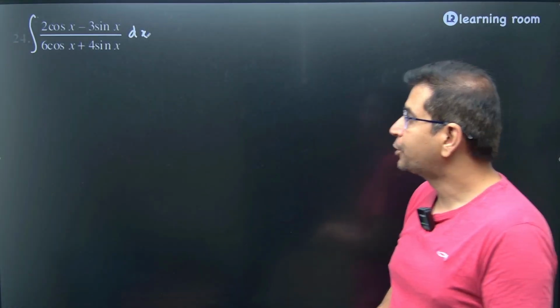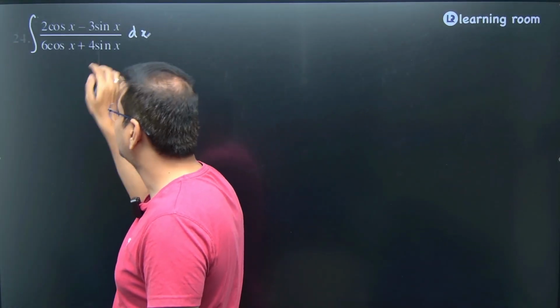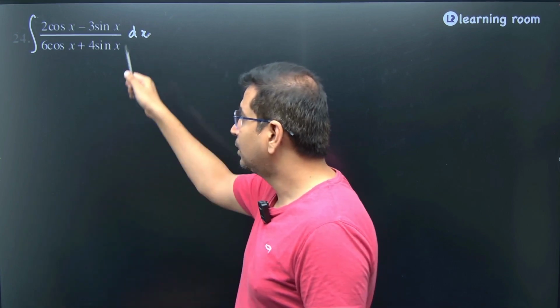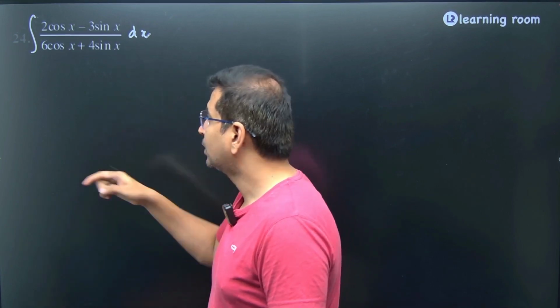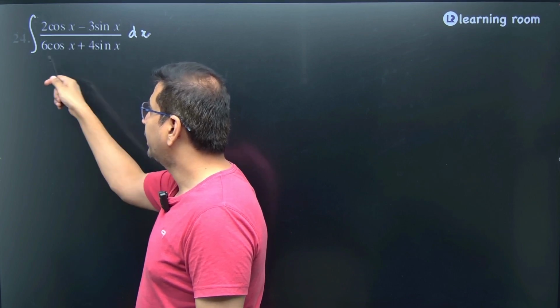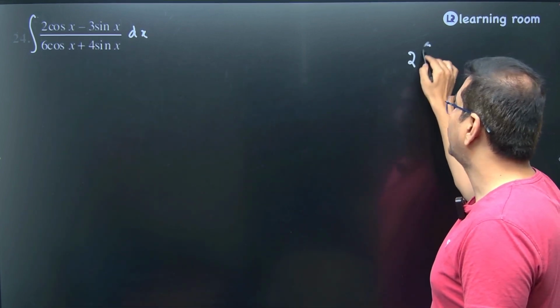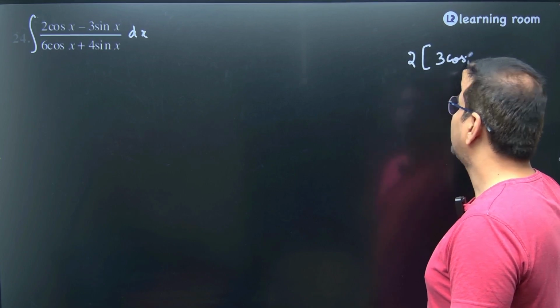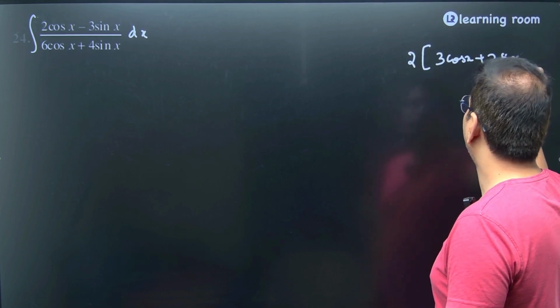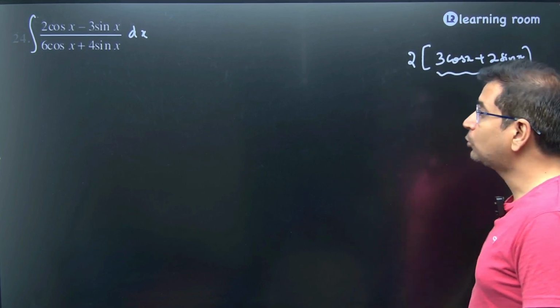Now the 24th question is the integral of (2 cos x minus 3 sin x) divided by (6 cos x plus 4 sin x). If you observe the numerator and denominator, you have 2 and 3 here, and you have 6 and 4 here. When I take 2 outside in the denominator, I can write it as 2 times (3 cos x plus 2 sin x).